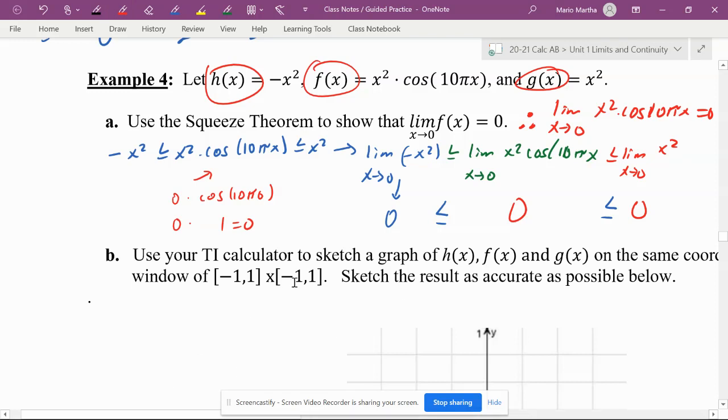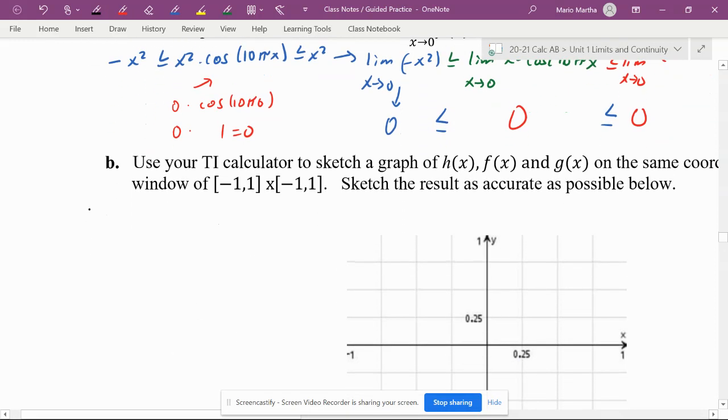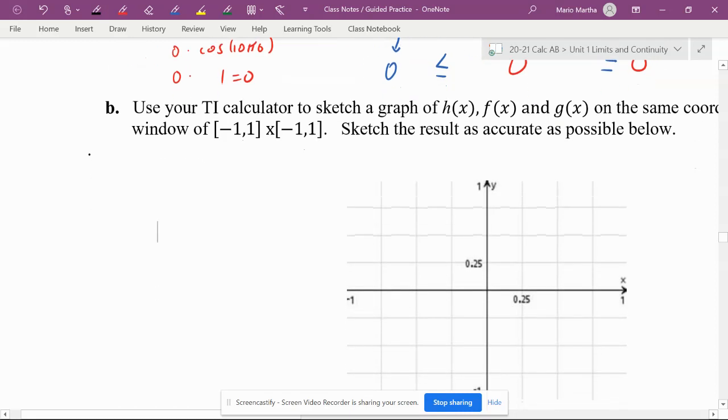Now I'm going to let you guys try this. Try sketching it on your TI graphing calculator, and then keep it for your notes, and you'll see how the different functions try to squeeze in between those two right there. Make sure you follow the same settings, and you'll be set.